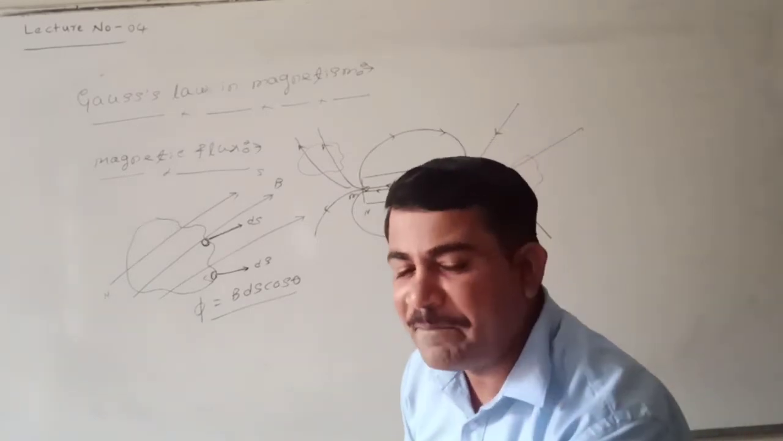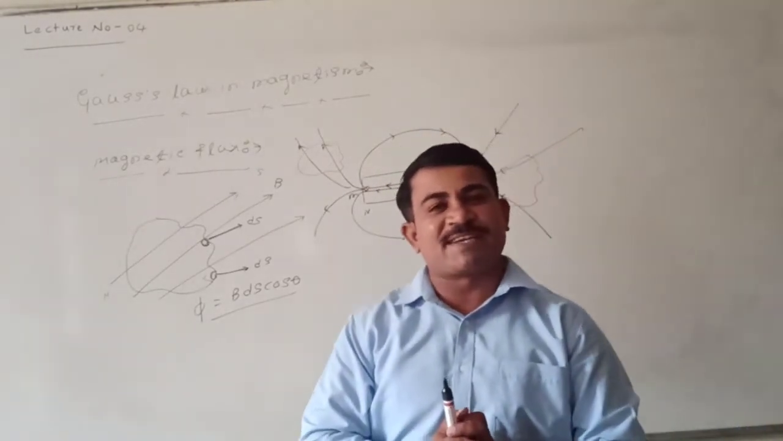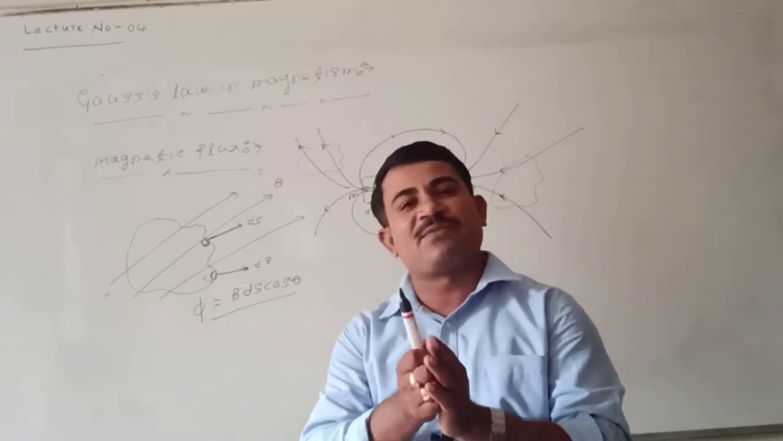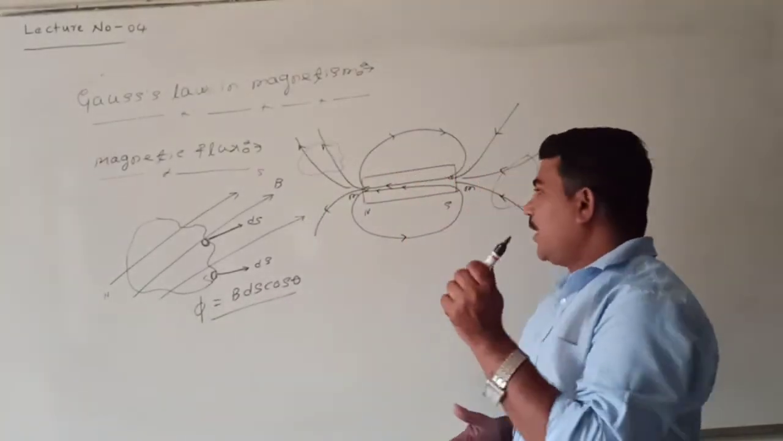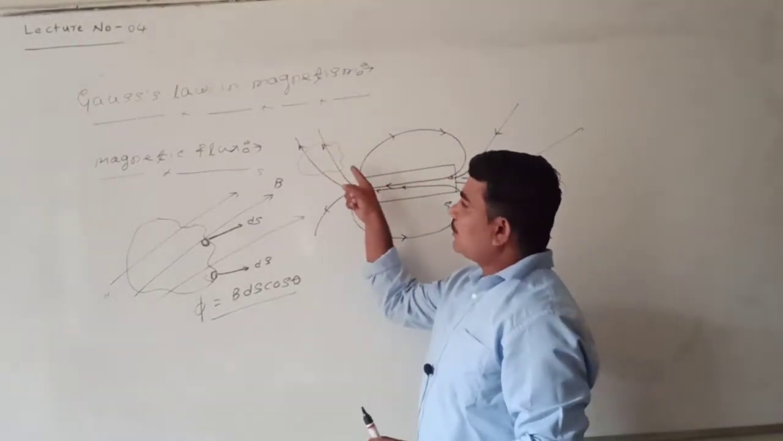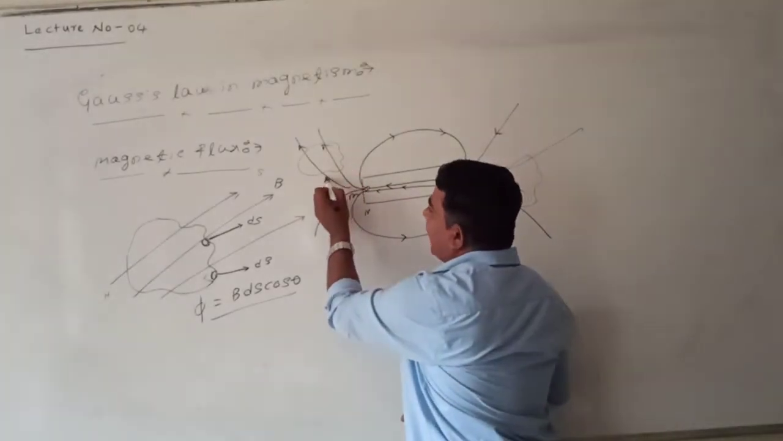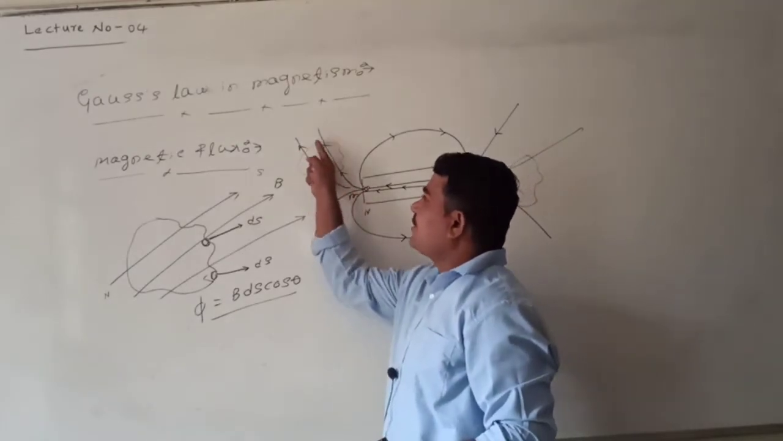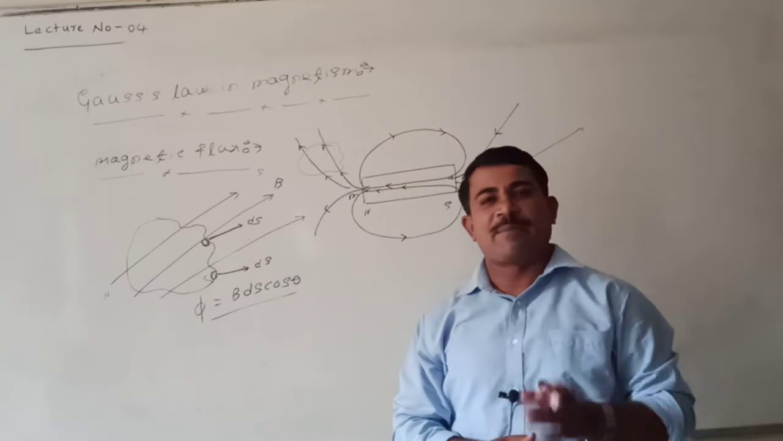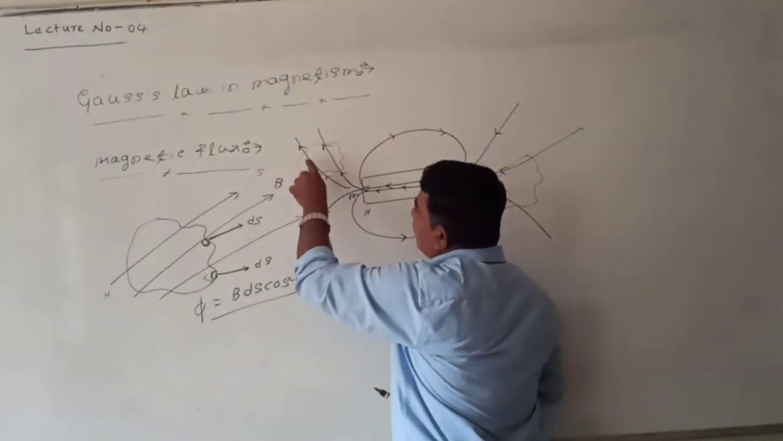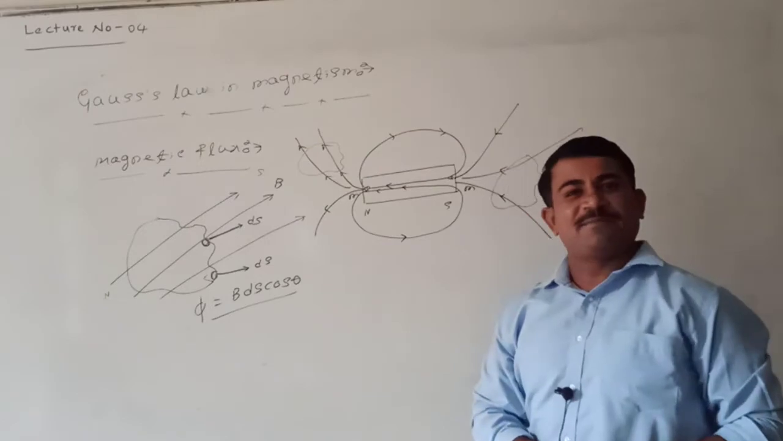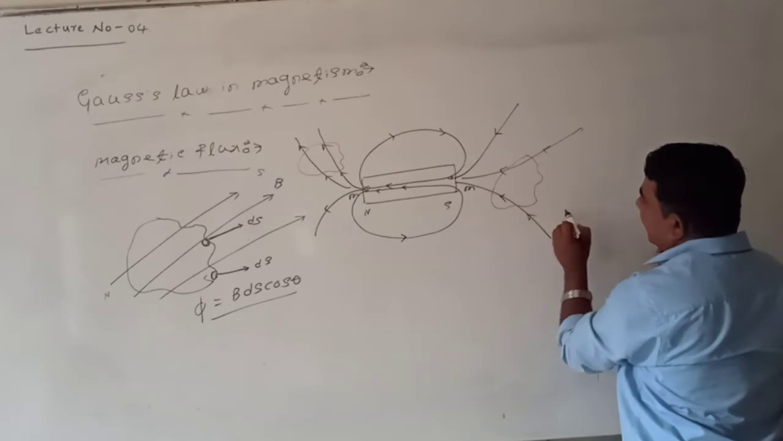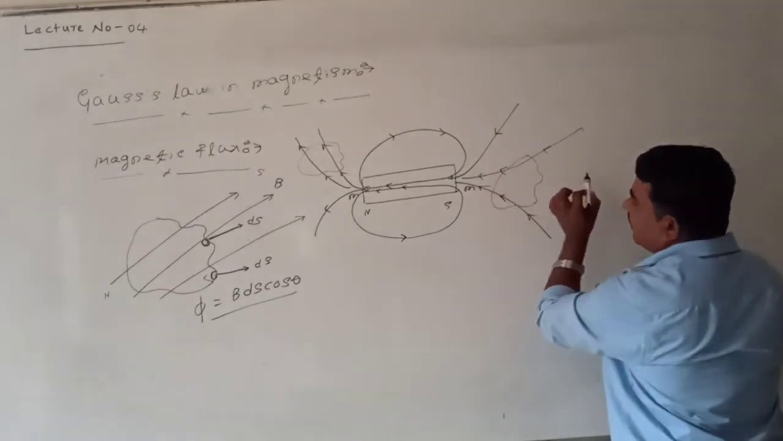We know the concept of magnetic flux. The concept of magnetic flux indicates the number of magnetic field lines passing through a surface. Look at this closed surface. In this closed surface, how many magnetic field lines are entering? That many magnetic field lines are leaving. I mean, the number of magnetic field lines entering must be equal to the number of magnetic field lines leaving. Right? In this case also, the number of magnetic field lines entering must be equal to what value? The number of magnetic field lines leaving.